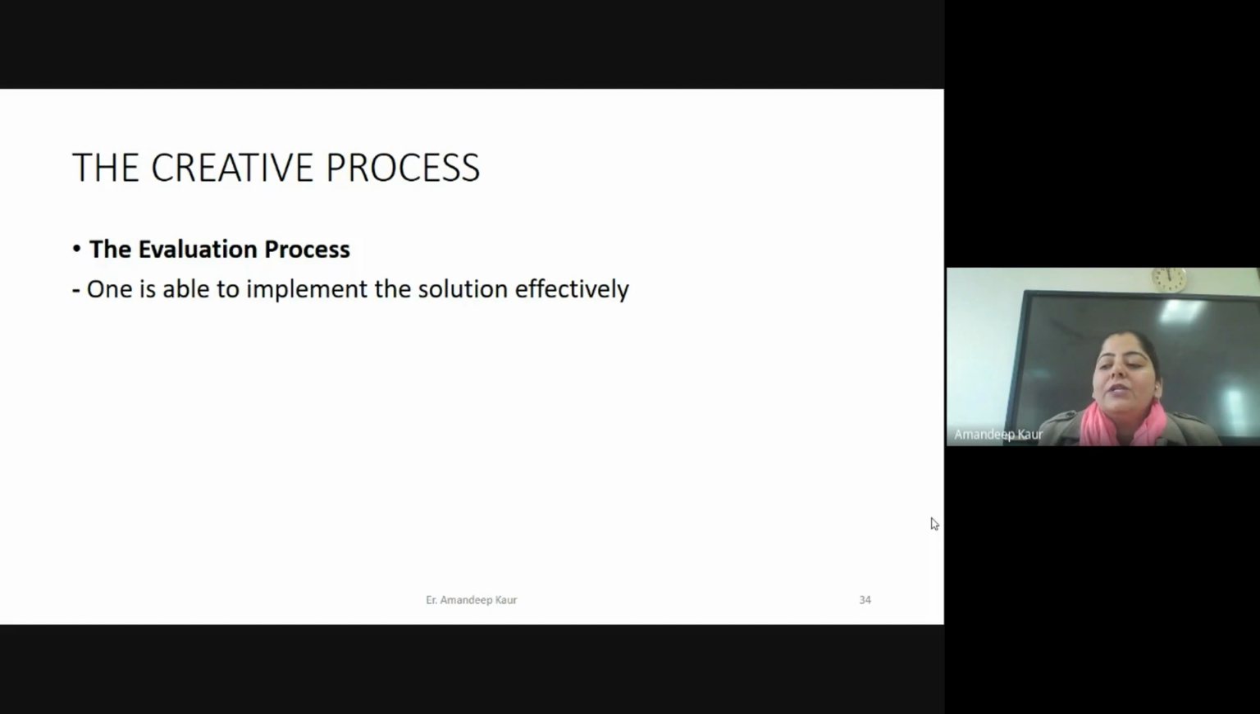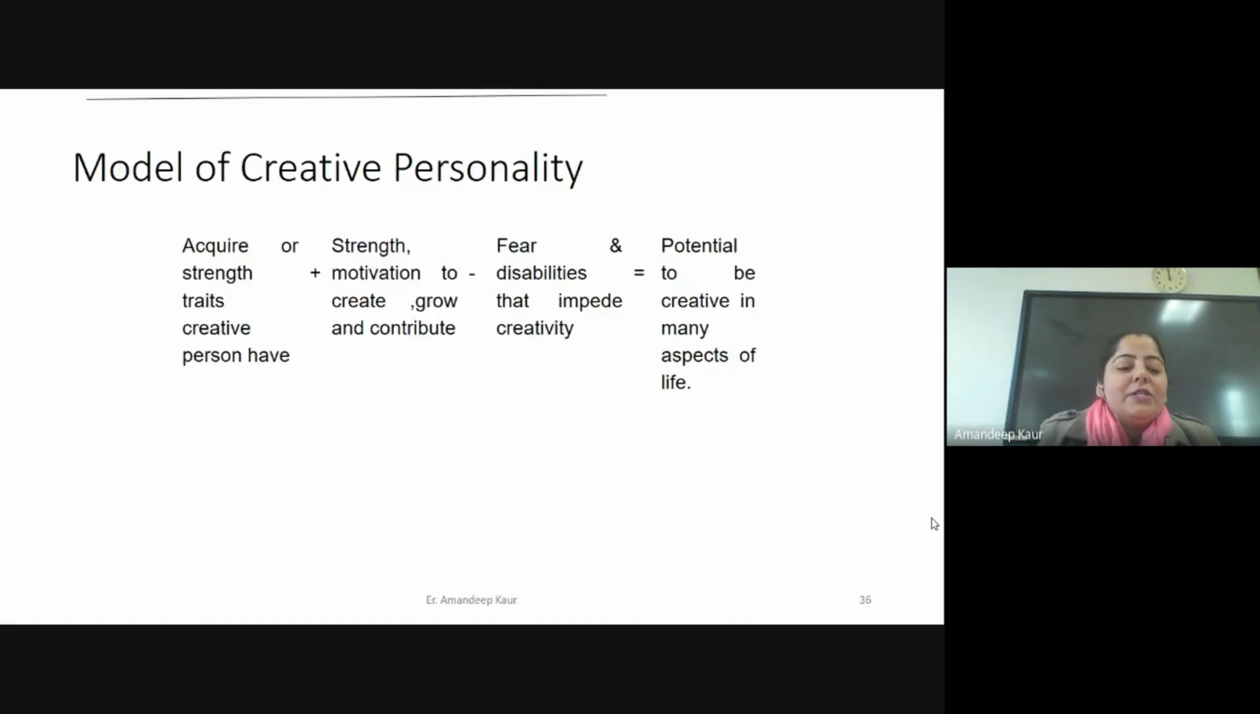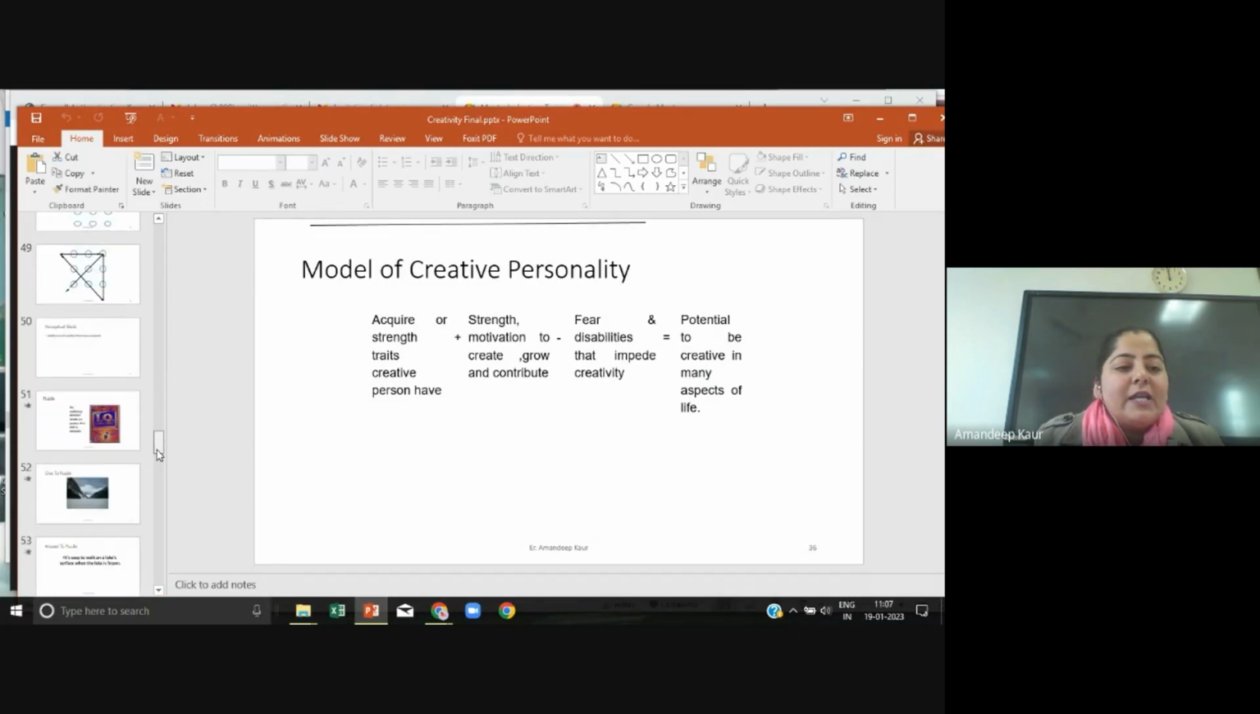So this is the creative process that we need to follow at institute level in our classroom environment. There are certain barriers to creativity also that we are going to discuss in another session during this course. At the last, the time available with me is 11:10.